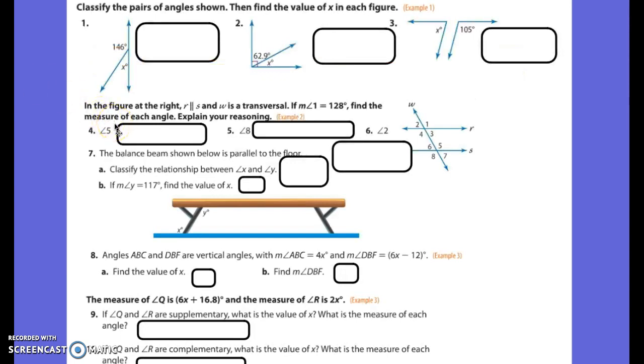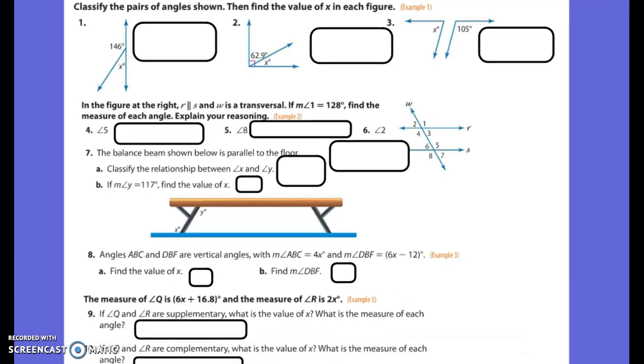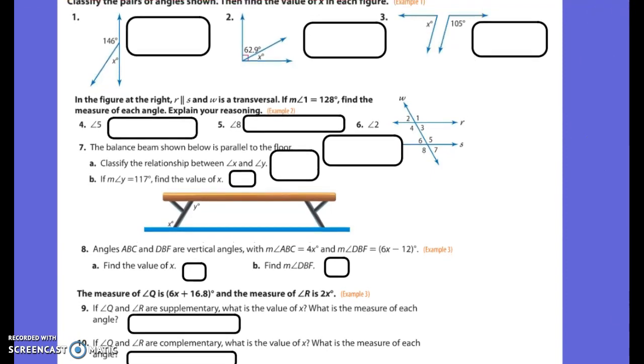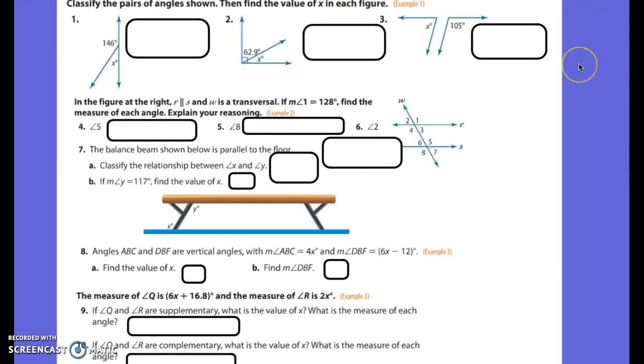At this point in time, you need to pause the video and do all 10 of these problems. Once you've completed all 10, or as you go on, you can come back and check your answers. But make sure that you're actually completing them on your own, because the only way you're going to get the practice is to do so. So pause the video, go ahead and do that, and when you come back, you'll get the answers.